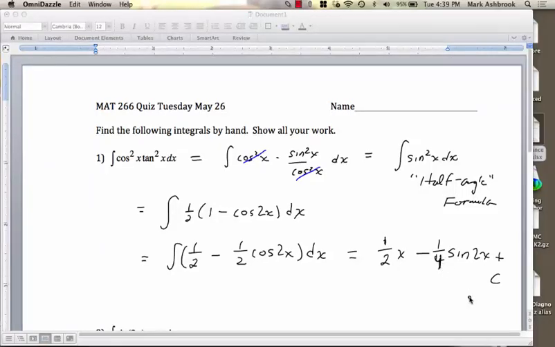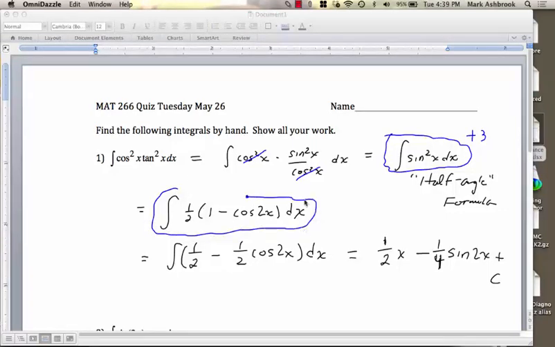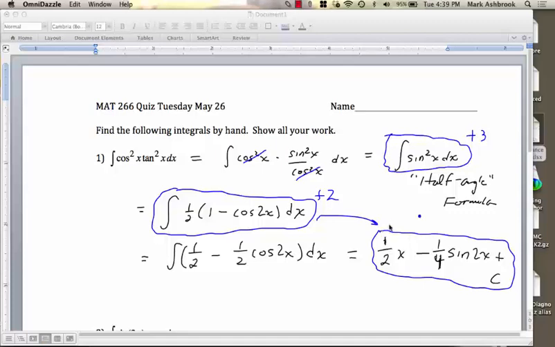Okay, so here's how you're going to grade it. Getting to this integral right here is worth 3. If you didn't get to there, it's basically 0 on this. So you got to get this first. And then if you got that, then substituting in the half angle formula is worth 2. And then getting the right antiderivative here is worth 2.